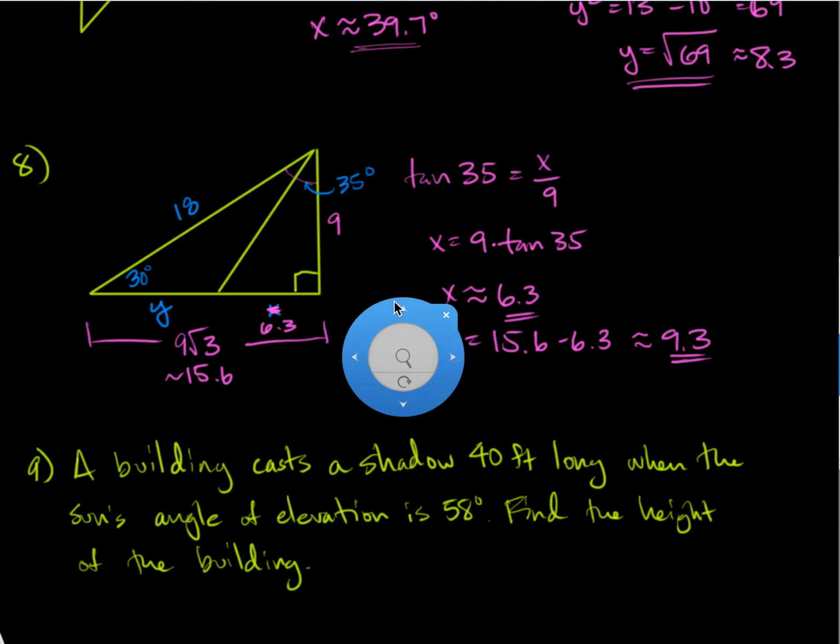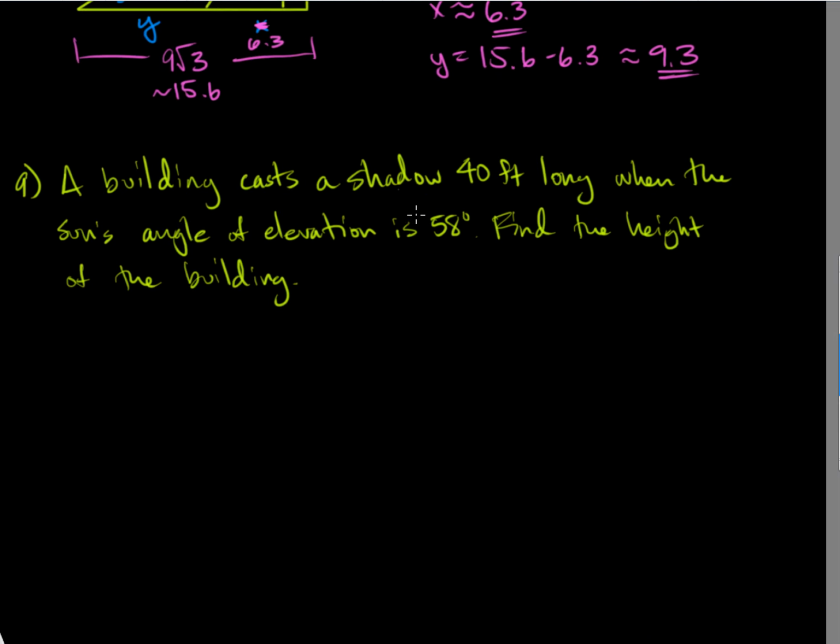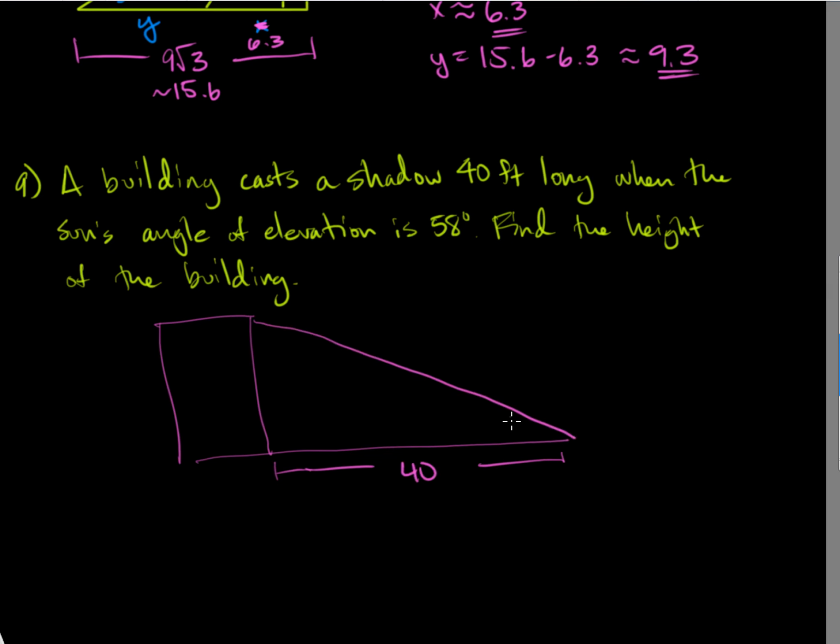Lastly, we have the application problem. It says a building casts a shadow 40 feet long when the sun's angle of elevation is 58 degrees. Find the height of the building. So we have a situation where we have a building and its shadow would be this distance right here. That shadow is 40 feet long when the sun is at an angle of 58 degrees. I didn't draw that to scale, that doesn't look nearly like a 58-degree angle, but you get the idea. And the question is, how tall is that building?